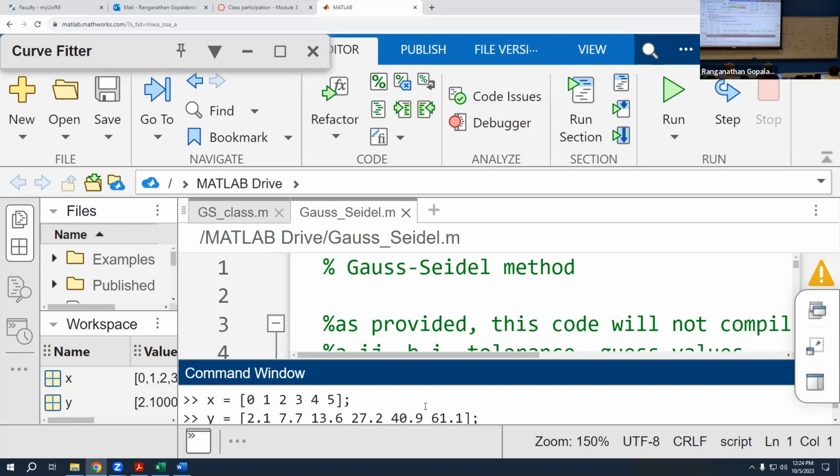What are we supposed to do before the command window? Go to the search bar, type curve fitting, and open that app.